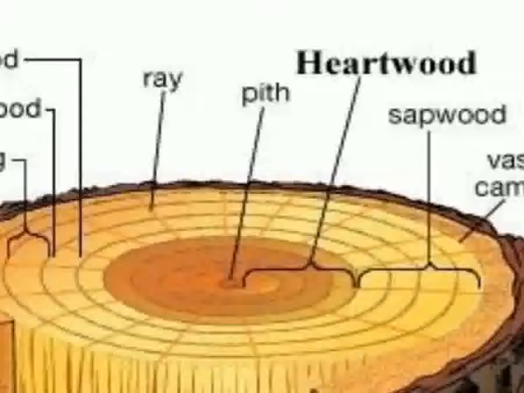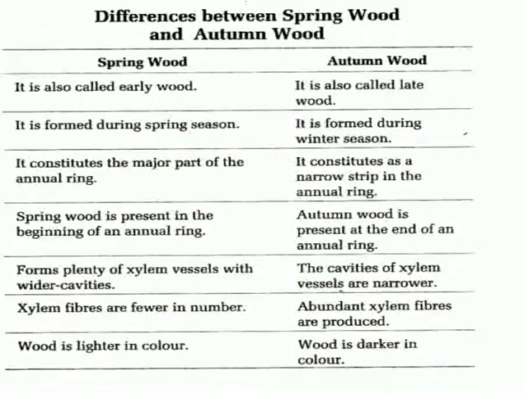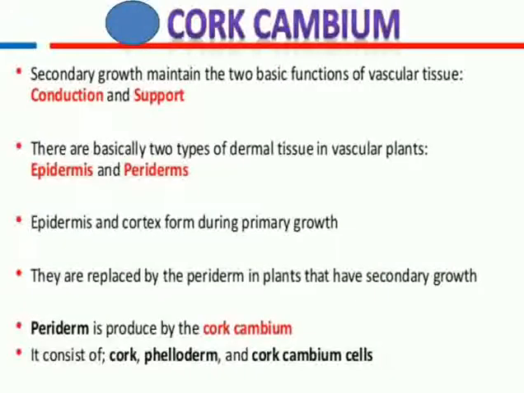Annual rings can be seen in the cut stems, and they give us an indication of the approximate age of the plant. Now let's discuss cork cambium, that is, the secondary growth of the cortical region.